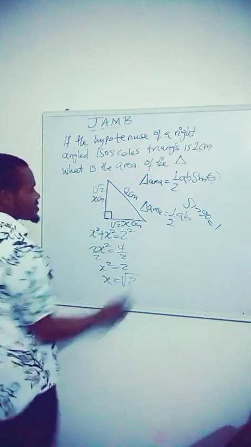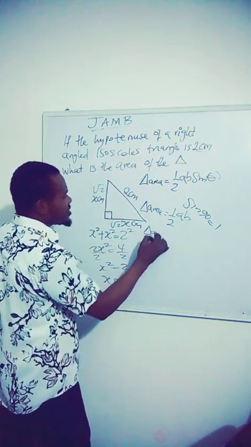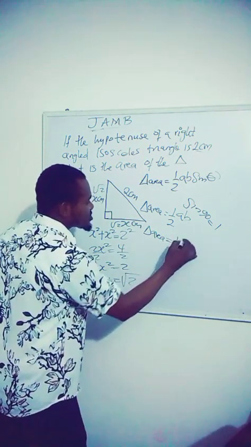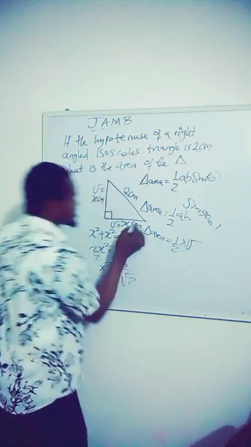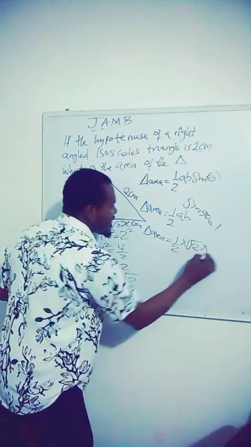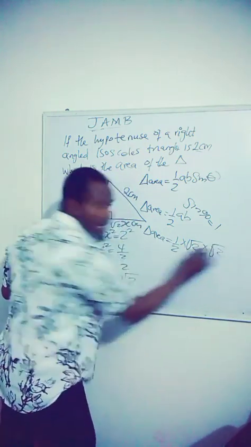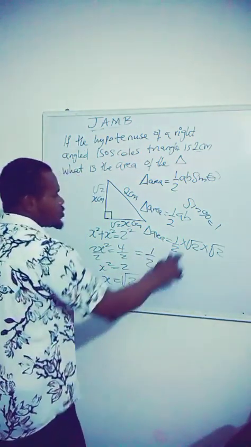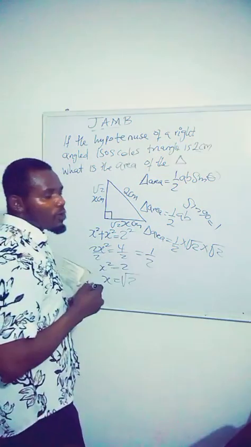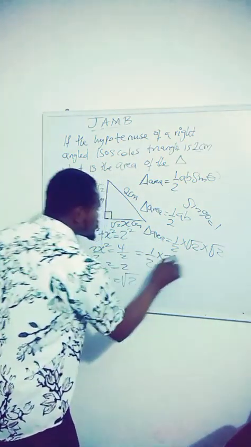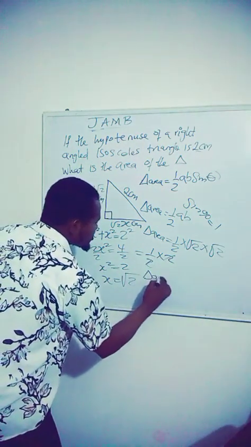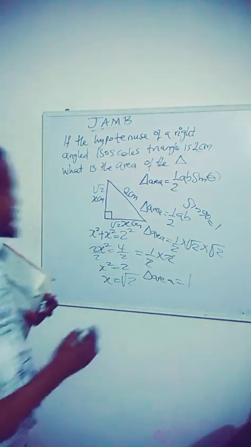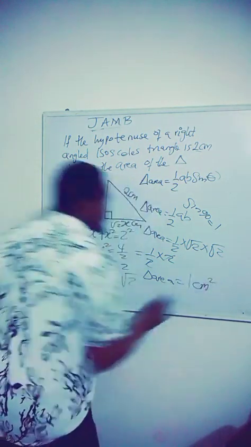So let's substitute it here. We can now say the area of the triangle will be equal to 1 over 2 multiplied by root 2, this side, and root 2, this side. I hope you can see that place. So the final answer will be 1 over 2 times root 2 times root 2. That is root 4, which is 2. The 2 cancels 2. So the area of the isosceles triangle will be equal to 1 centimeter squared.